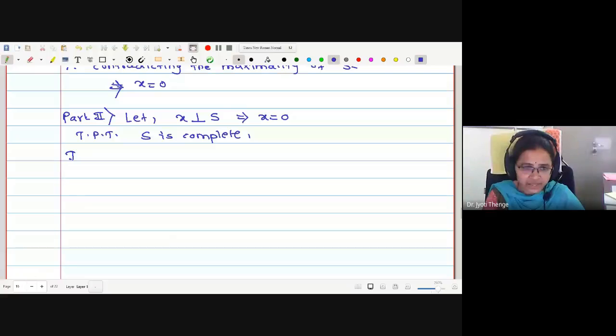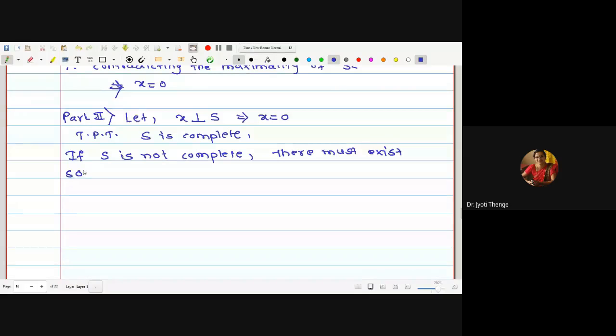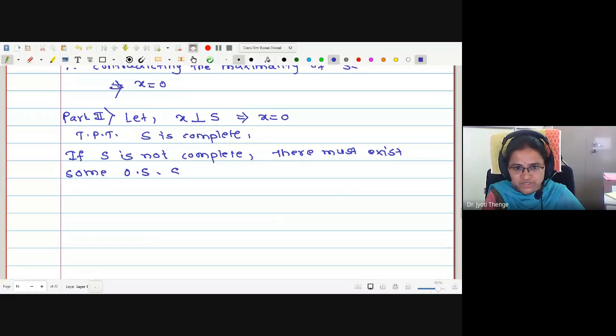Complete means maximal. If S is not complete, what will happen? Can anyone tell me? If S is not complete, what happened? There must be some other orthonormal set in which S is contained. Some orthonormal set S dash such that S is properly contained in S dash. I will write here, properly contained.